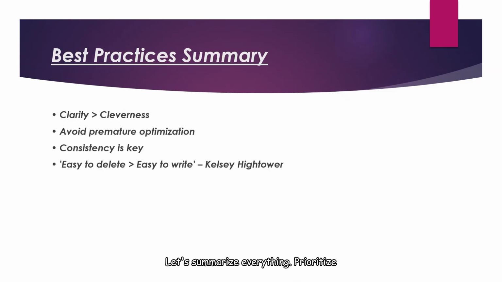Let's summarize everything. Prioritize clarity over cleverness. Write code that's simple and expressive, not code that requires decoding. Don't optimize prematurely. First, make it clear, then make it fast. Stay consistent with naming, formatting, and structure. And one of my favorite quotes to remember from Kelsey Hightower, easy to delete is better than easy to write. That's the essence of clean code. Build systems that others can understand and improve.